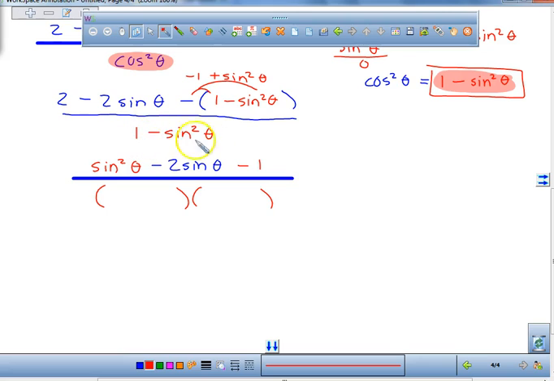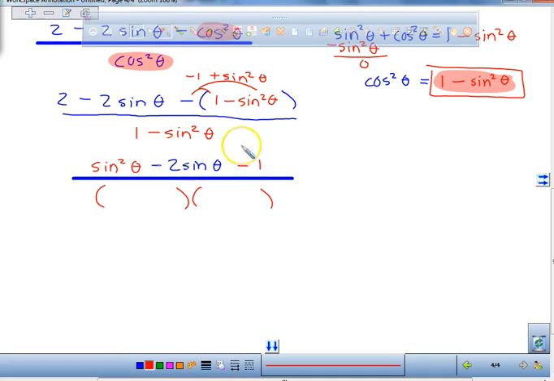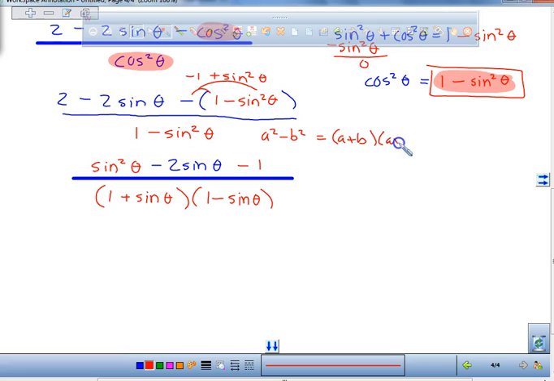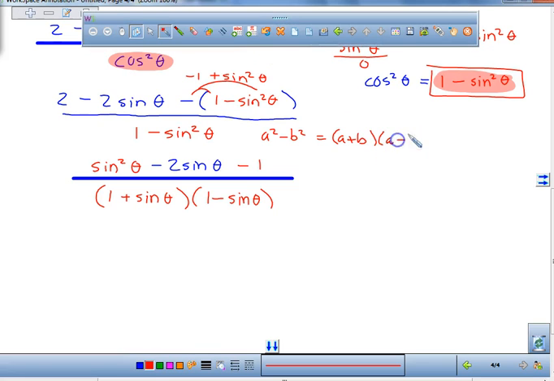This is a difference of squares. A squared minus b squared factors to a plus b and a minus b. This factors to 1 plus the sine of theta, and this factors to 1 minus the sine of theta. This is a difference of squares. So if you're not sure what I just did there, I'll give you an example of a difference of squares. This factors to a plus b and a minus b. This follows the same pattern.